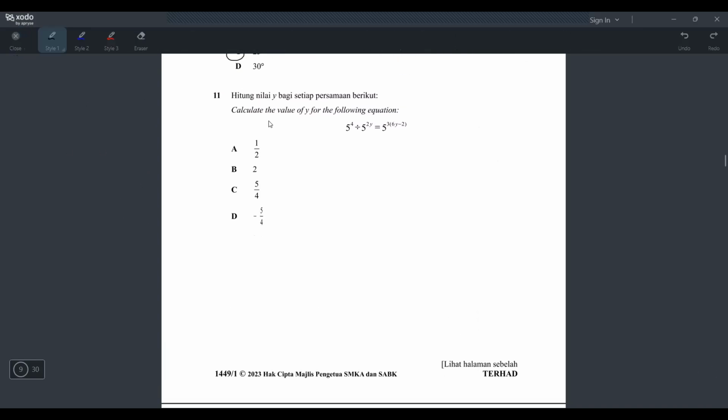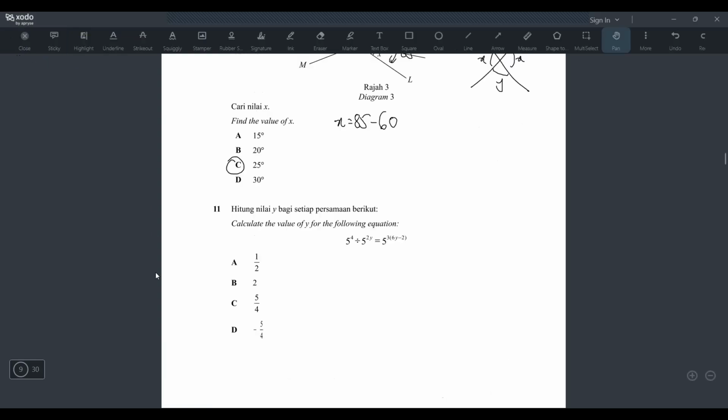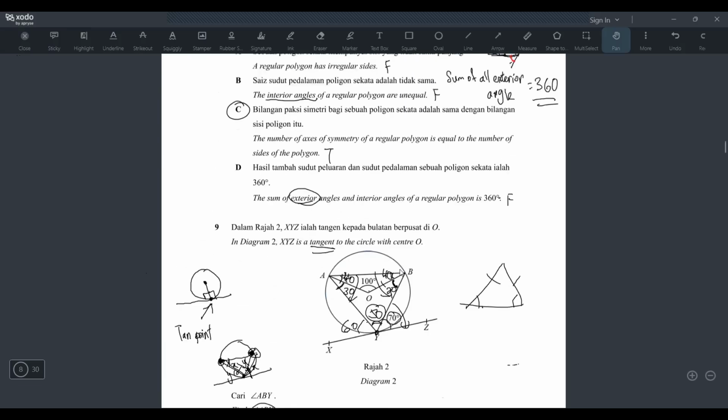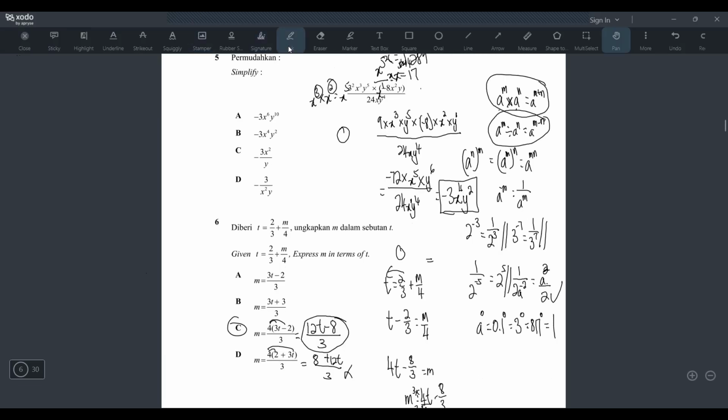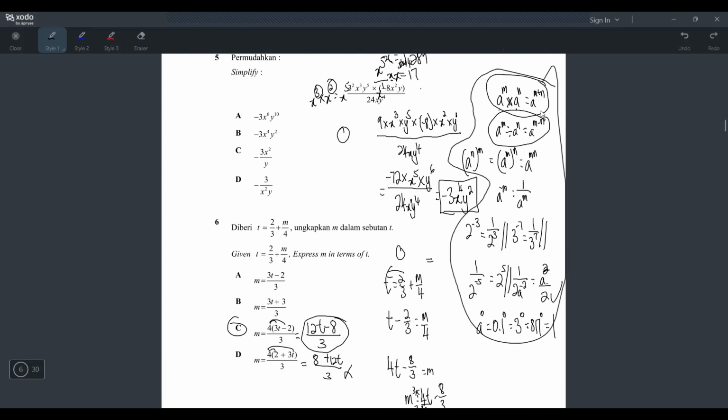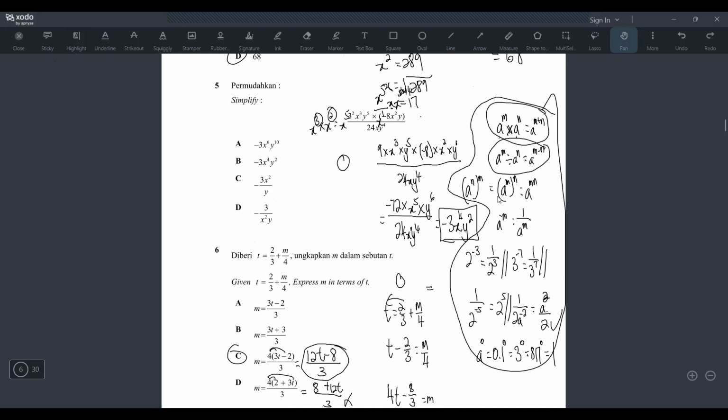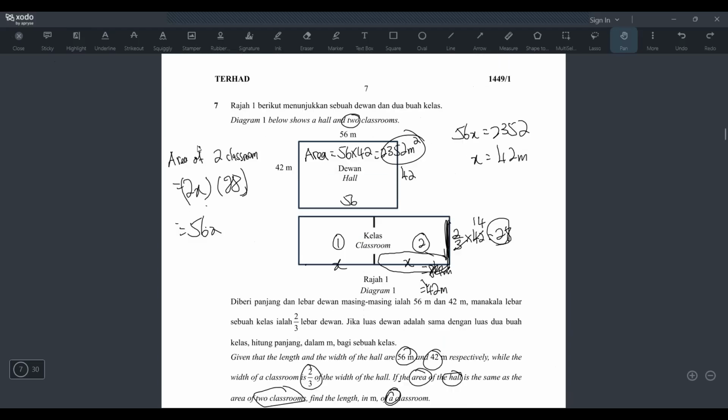Number 11, calculate the value of Y for the following equation. So this one I mentioned just now already, in question number 5. If you want the full explanation, you can read back. So these are all the formulas you need to know lah, but I will not repeat myself. If you want the explanation, you can go back to question 5. These are all the formulas you need to hafal lah.